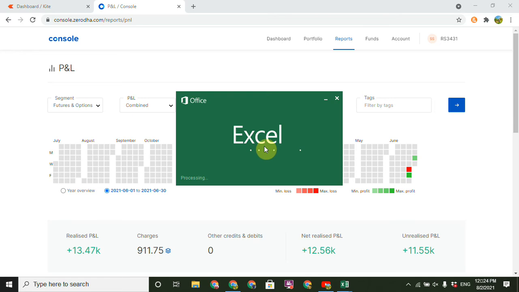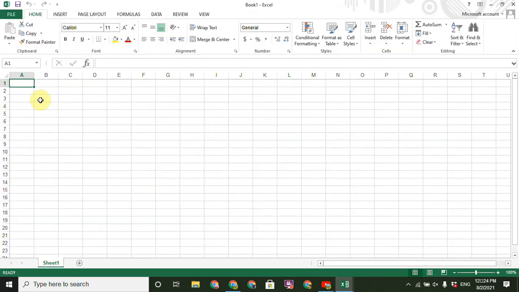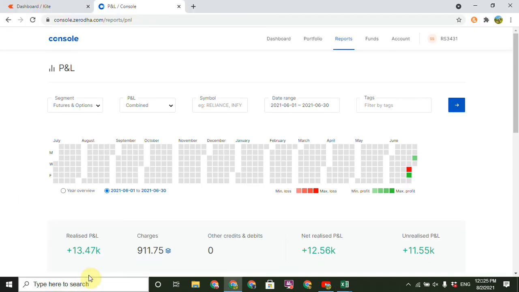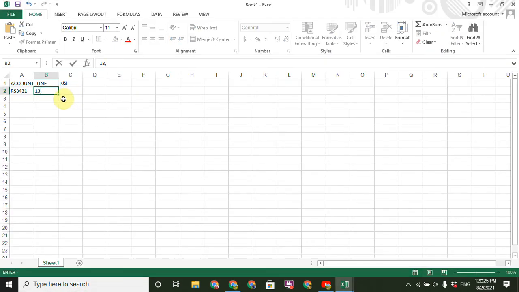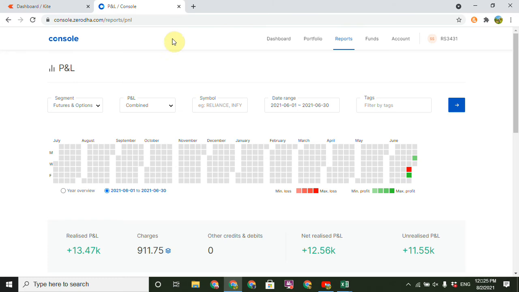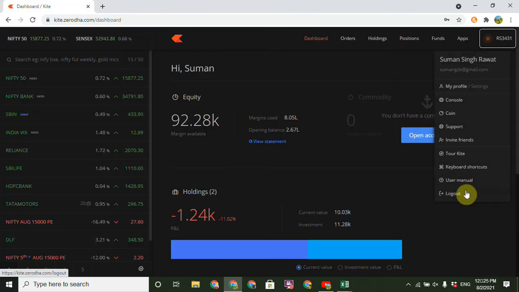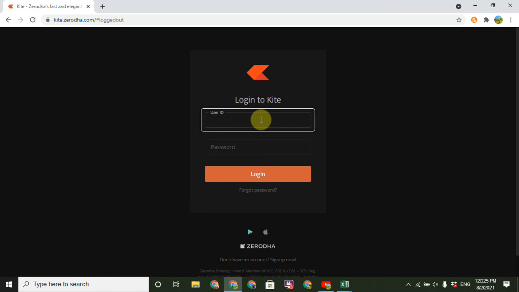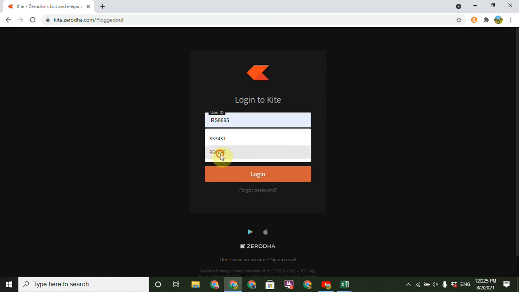This is for this account, for the month of June. June profit and loss is 13,500. This is for June only. Okay, then I'll go to another account. This is in my name and this is in the name of my wife.